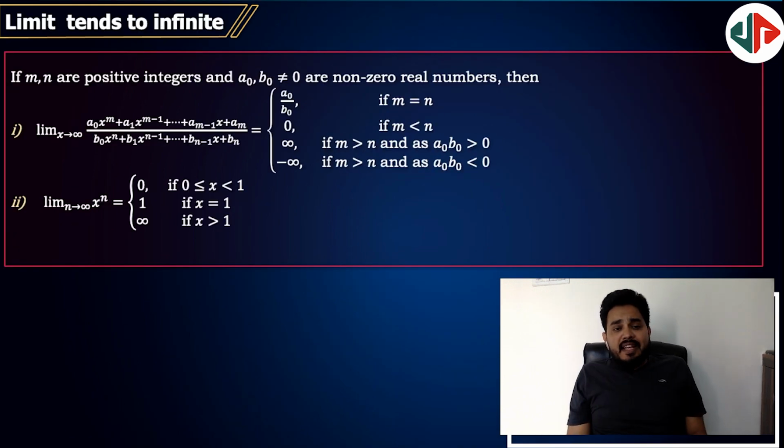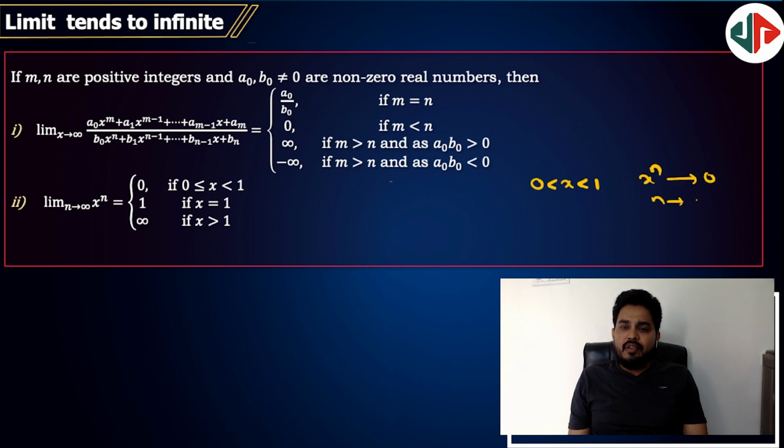Next one is when limit is tending to infinity, how we will be dealing with such type of things. So here you need to know, for example, if 0 is less than x less than 1, x to the power of n goes to 0 as n tends to infinity. If x is greater than 1, x to the power of n goes to infinity, and x power minus n goes to 0 as n tends to infinity.